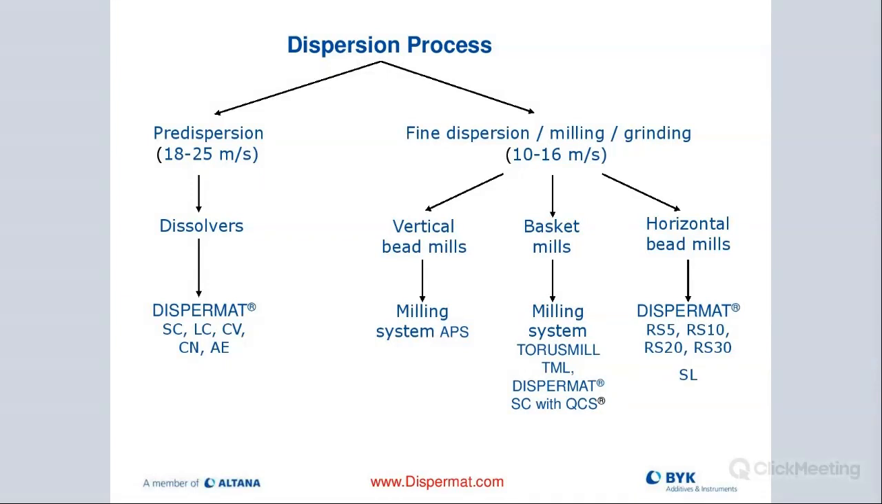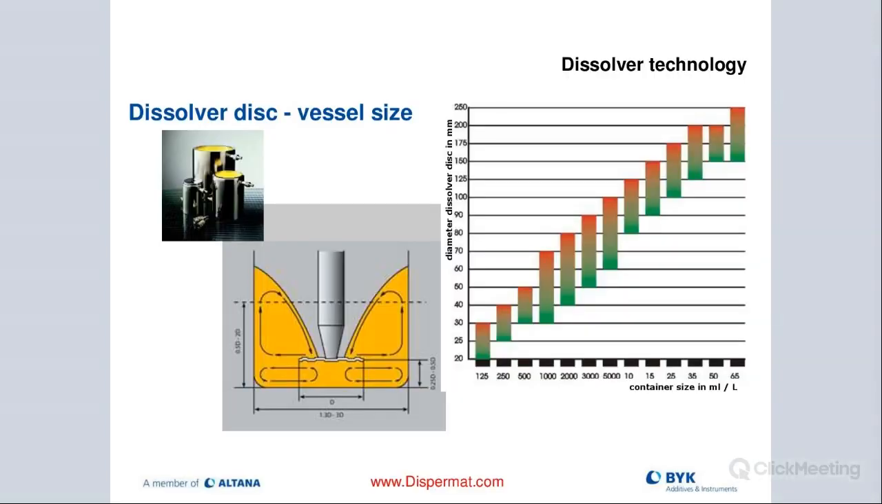So you have to always remember that in order to have optimization of a pre-dispersion process, we want to be anywhere between 18 to 25 meters per second. And for the fine grinding or milling, it's a little bit slower. We want to be anywhere between 10 to 16 meters per second. And so obviously we use dissolvers for the pre-dispersion process. And then for the fine dispersion process, we have different types of milling systems. We'll cover those as well.